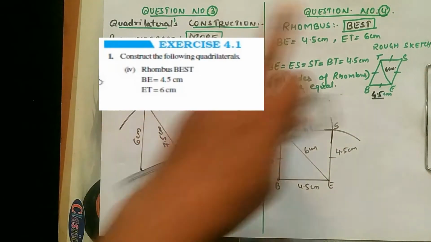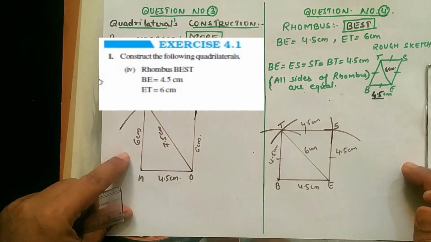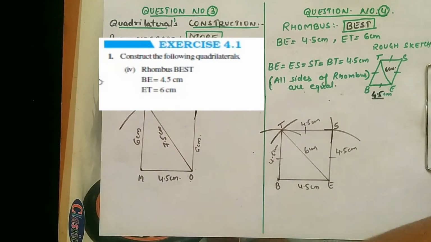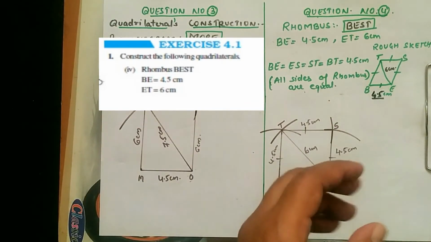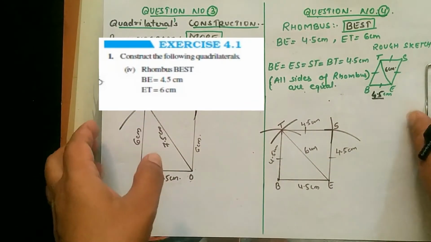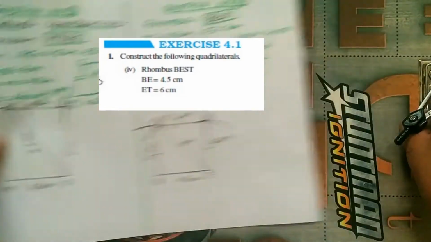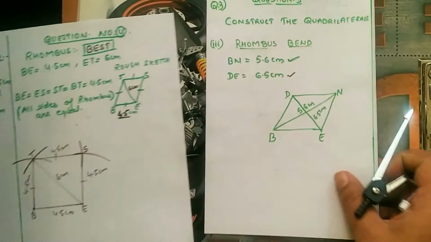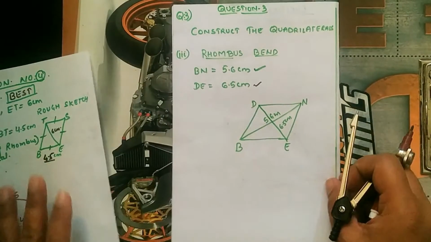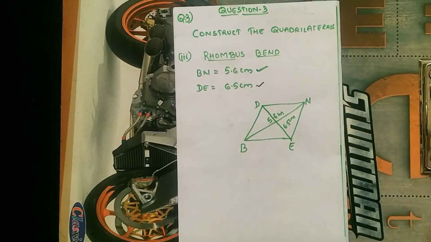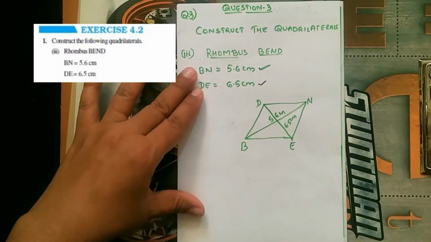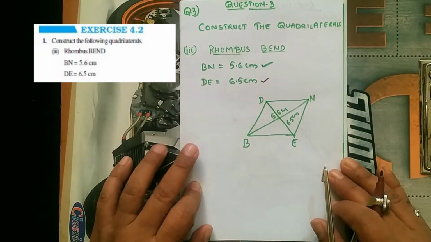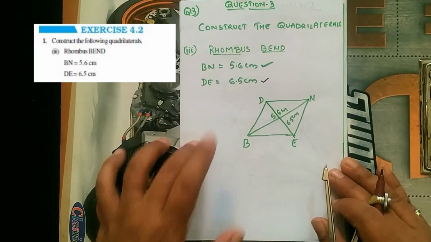Tick. In this way I have drawn all 4 figures for you from exercise 4.1. Now I am going to explain question number 3 of 4.2. So here we are with 4.2. Question number 3. Now for question number 3 we have to draw another rhombus BEND.